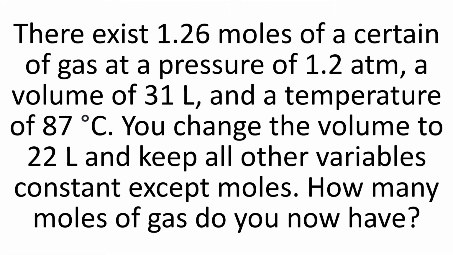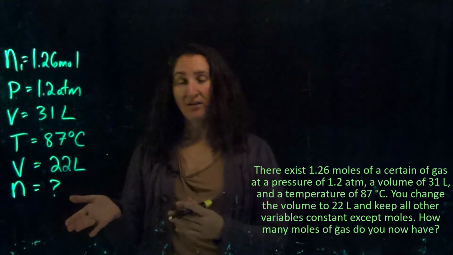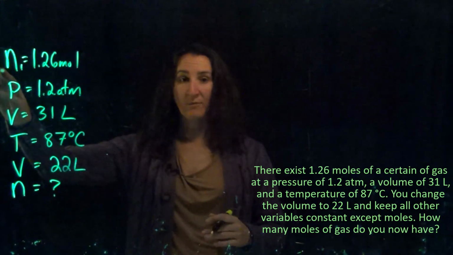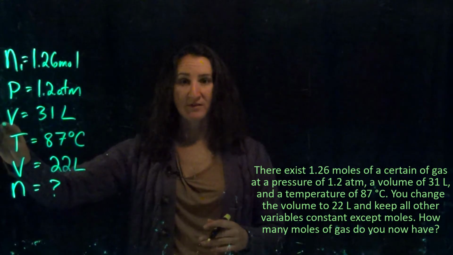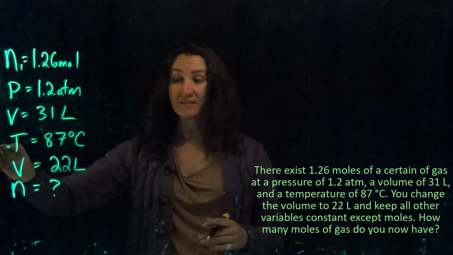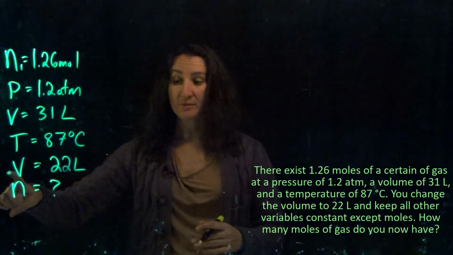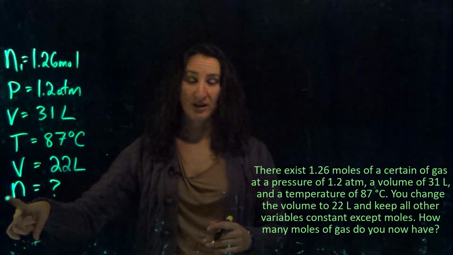So in doing this problem, go ahead and stop the video, identify all of the variables, and then decide what equation you're going to use. So I have identified all of the variables here. Your moles is 1.26 moles, your pressure is 1.2 atmospheres, your volume is 31 liters, your temperature is 87 degrees Celsius, your volume is 22 liters, and your moles is what we're trying to find.